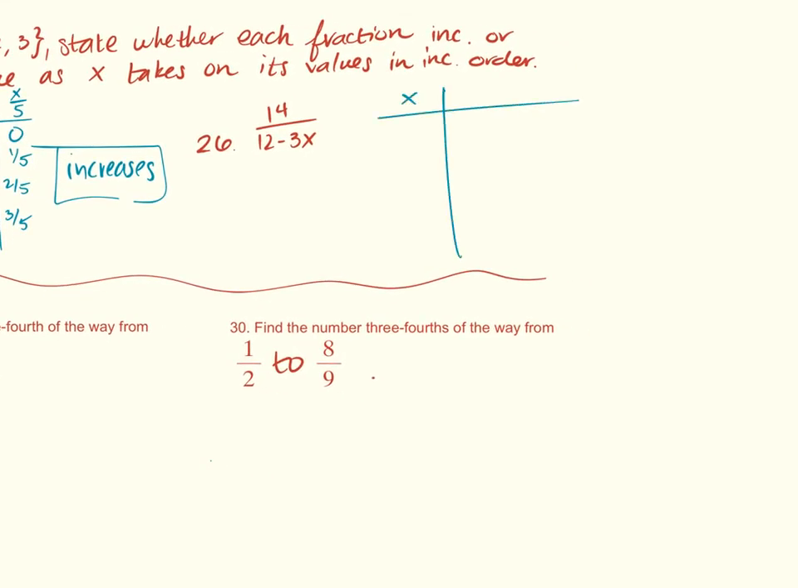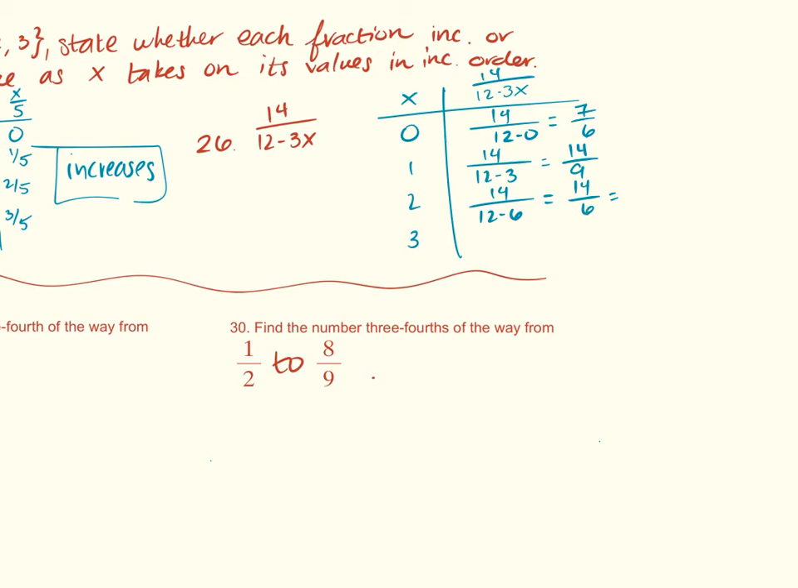So we've got x values and then 14 over 12 minus 3x. So this is going to be 0, 1, 2, 3. When we plug in 0, we got 14 over 12 minus 0. So this is going to be 7/6. For 1, we get 14 over 12 minus 3, which is 14 over 9. For 2, we get 14 over 12 minus 6. So this is going to be 14 over 6, which is 7 over 3.